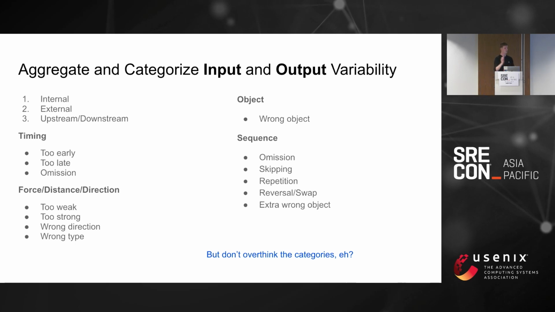It could be too weak, or too strong, or the wrong direction, or the wrong type, right? You might have the wrong type of variable come out of a software function. The wrong object. When it comes to sequencing, this one tends to matter for people who worry about packets and for people who worry about database transactions, right? There could be an omission of something in the sequence of things you send. Something could be skipped, something could be repeated, something could be reversed.